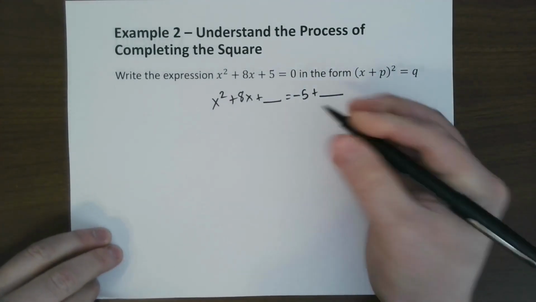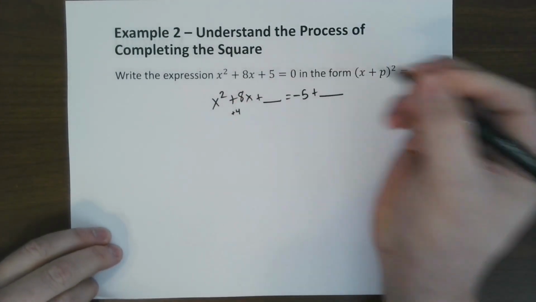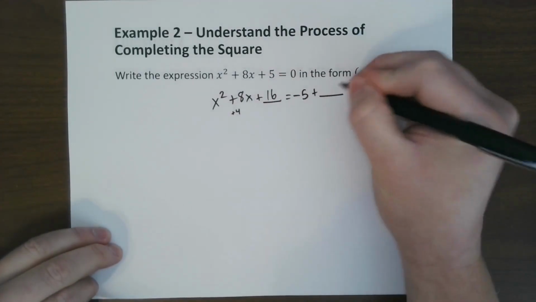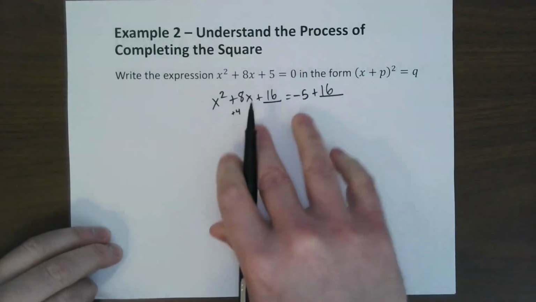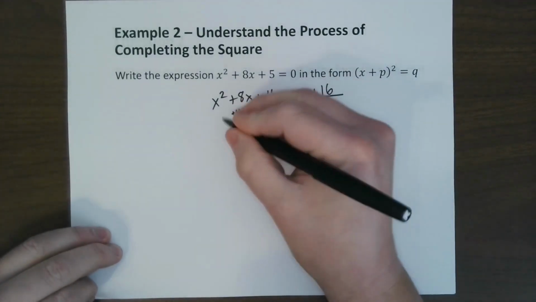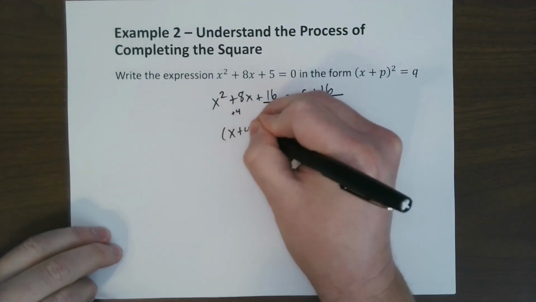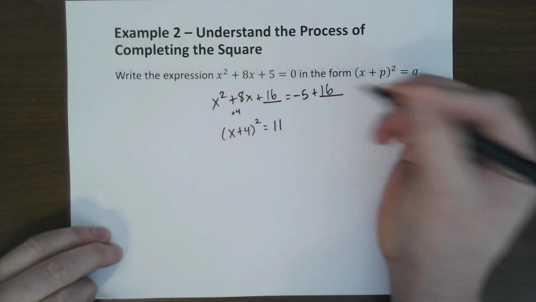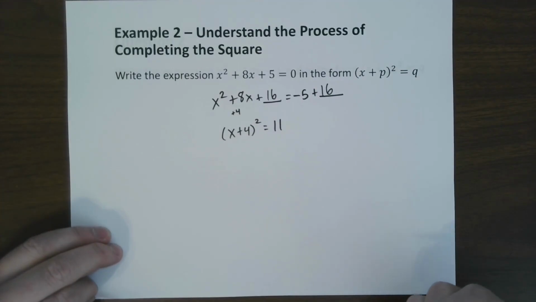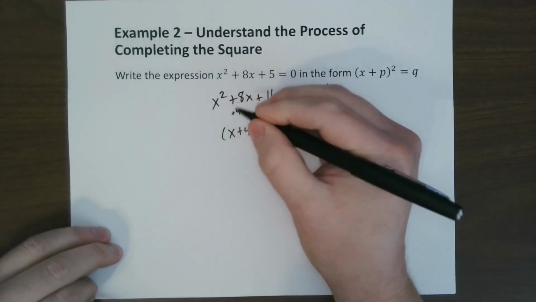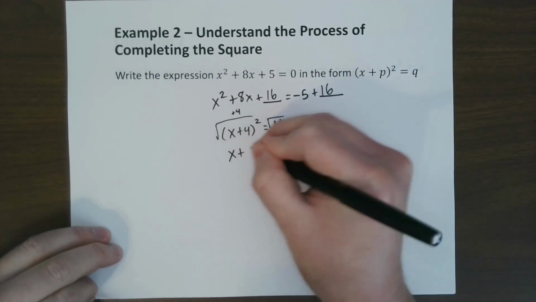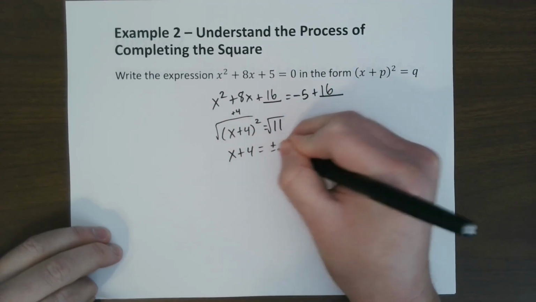Now half of 8 is 4, positive 4. So we square that. 4 times 4, 16. And we do that to both sides, because what we do to one side, we do to the other. And now we rewrite this as x plus 4 squared equals 11. Now we just square root both sides. So x plus 4 equals plus or minus.